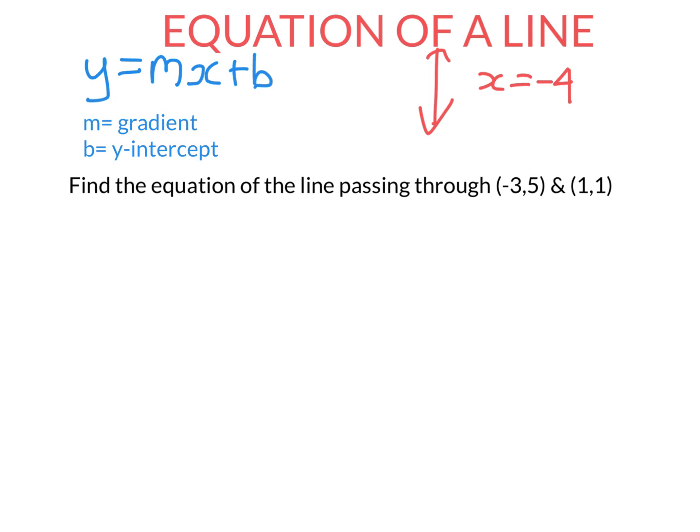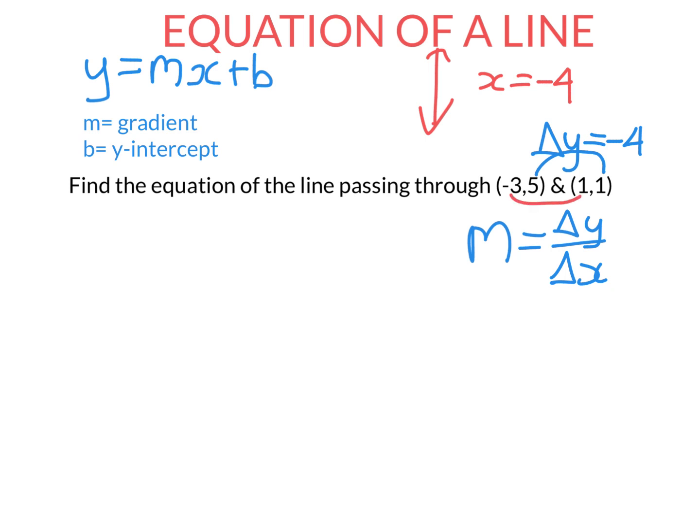So let's find m. So m, the gradient, remember, is change in y over change in x. So the y value has changed by -4. We have subtracted 4 to go from 5 to 1. As for the x value, we've gone from -3 to 1. We've actually added 4. So the gradient here is change in y over change in x, which is -1. So step 1 is done.